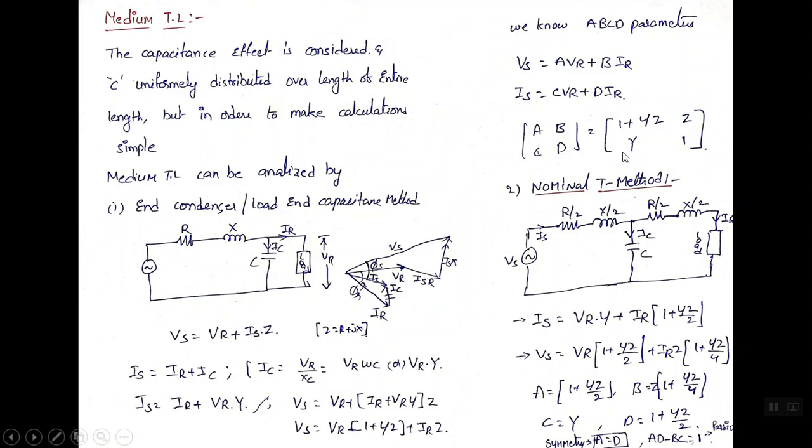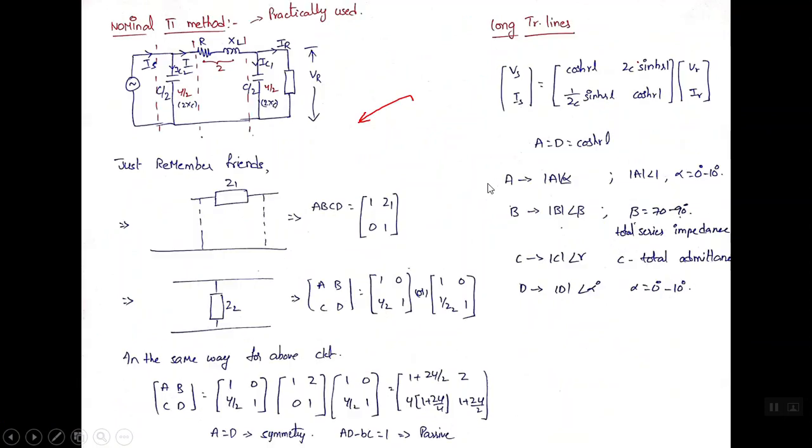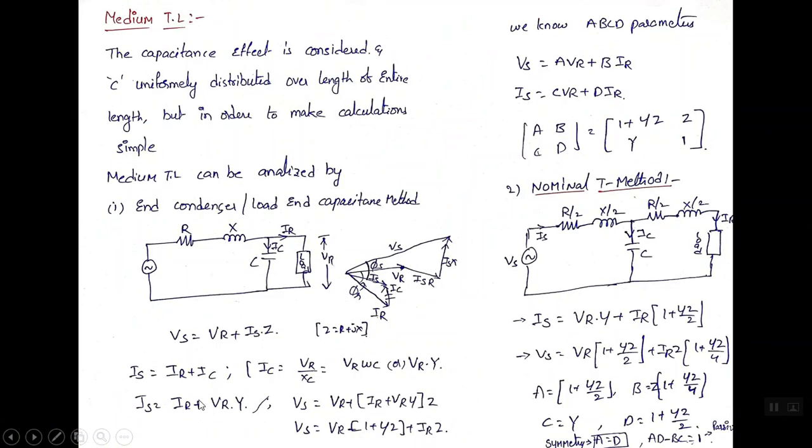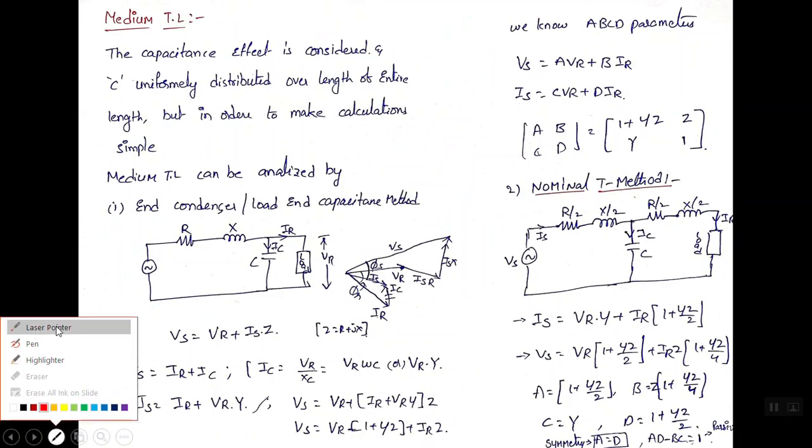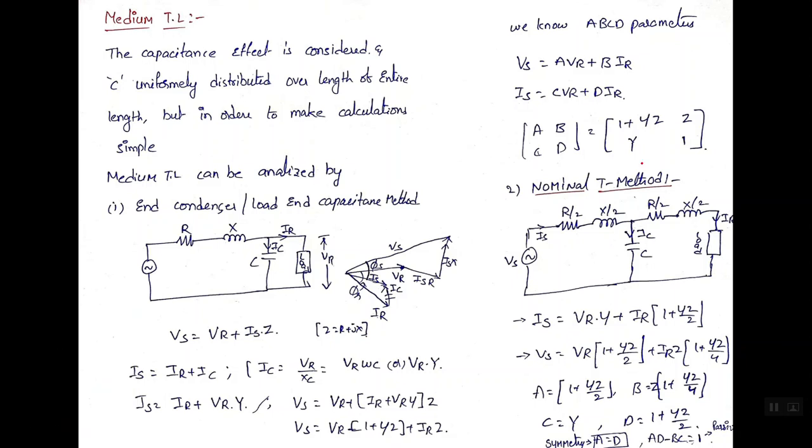And the next one, nominal T model. Here in this nominal T model, the shape is like this, friends. That is, they are modeled like this in the T shape. That means here they are taking R by 2 and X by 2. Here they are taking R by 2 and X by 2.